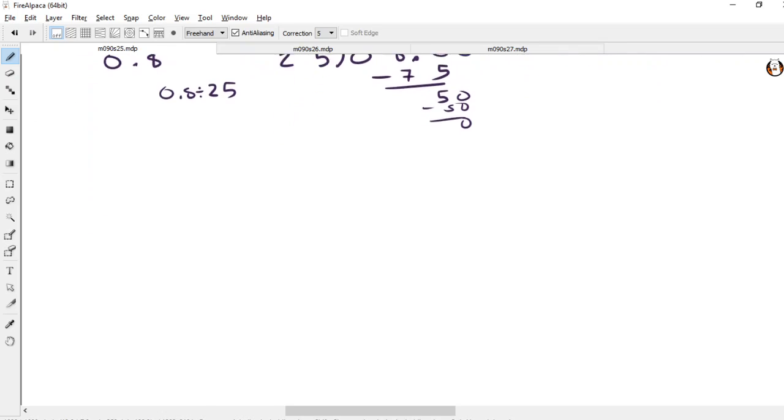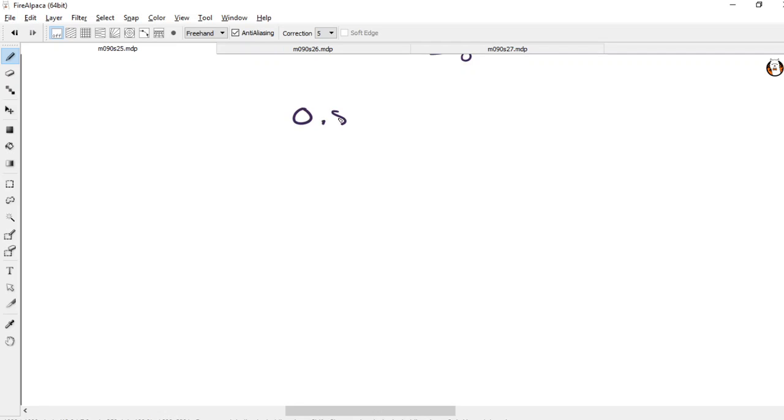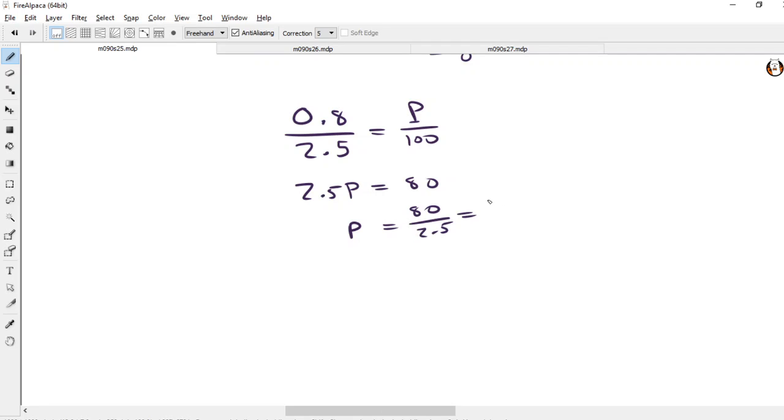If I had, 0.8 is over the 2.5 of is what percent over 100. Then I would have 2.5p is equal to 80. P is equal to 80 divided by 2.5, which is 800 divided by 25. 25 goes into 800, 32 times. 32%.